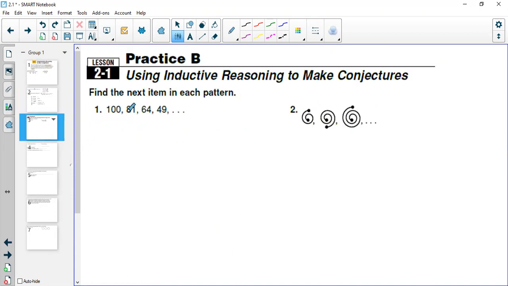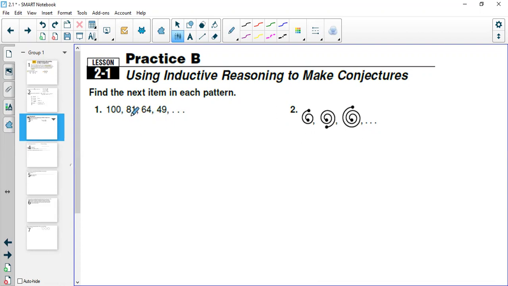Right. So let's move on to this question. Now this is your practice workbook questions. So we will do them and check whether the answers we have got are correct or not. So find the next item in each pattern. Definitely we need to find out what's going on here.